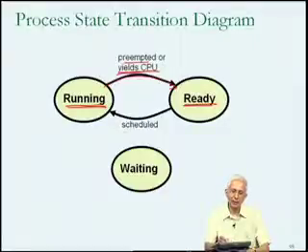Okay, now, under what conditions could a process move from the ready state to the running state? The answer is, we look at an arc going from the ready state to the running state, and we see that the label on that is scheduled. We have seen the term scheduler.